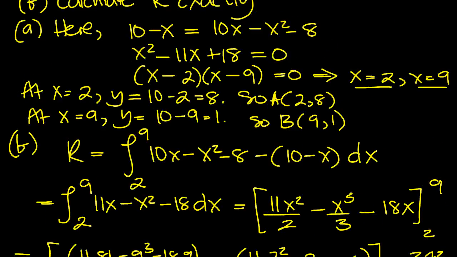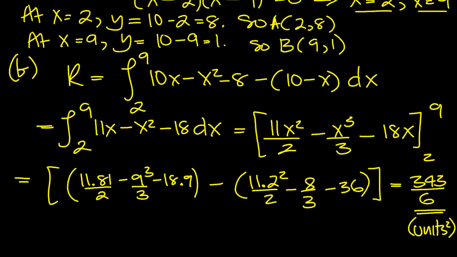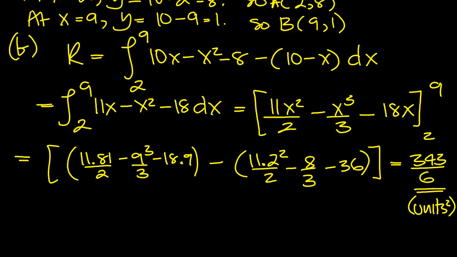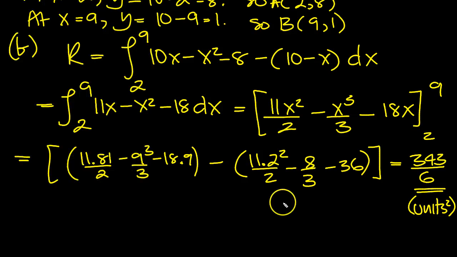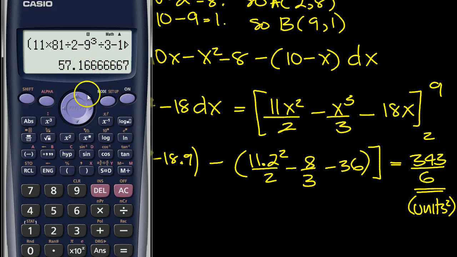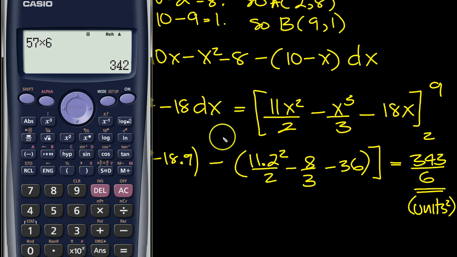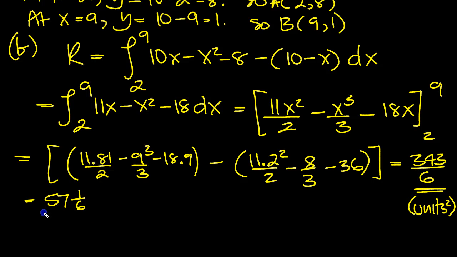And I think the question did say, calculate R exactly, 343 over 6. Which we could actually work out. It's 57, and probably 1/6, isn't it? Because 7 6s are 42. 57 times 6 is 342 and 1 more is 1/6. 57 and 1/6 if we want to write it like so. Units squared.